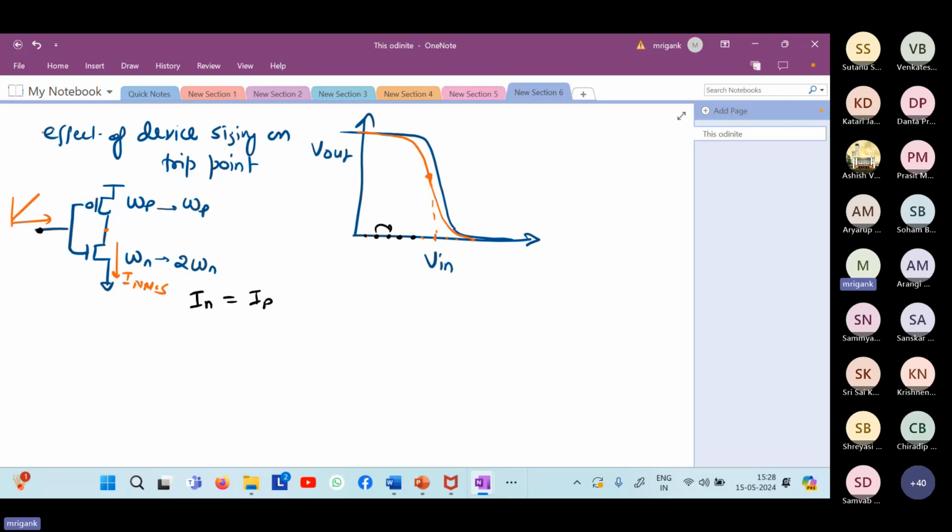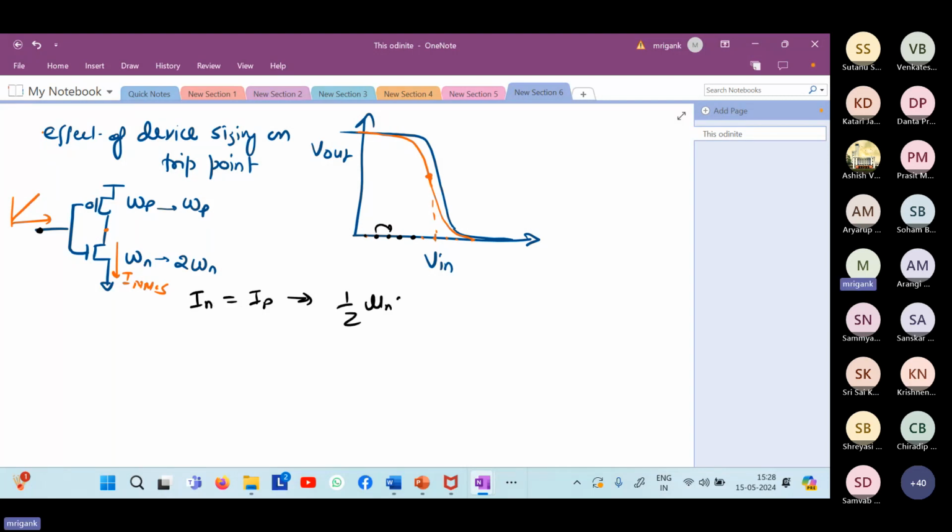So this is something like checking the output DC level for different input DC levels. That's how you obtain the transfer characteristics. So in this case, I'm looking at the transfer characteristics, how do you obtain the output voltage? You simply do IN is equal to IP. What are the parameters which are going to come in IN equal to IP?